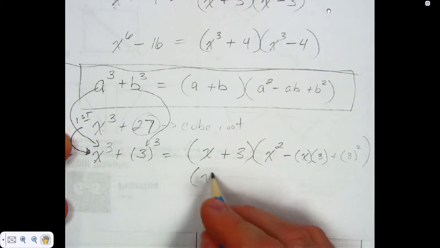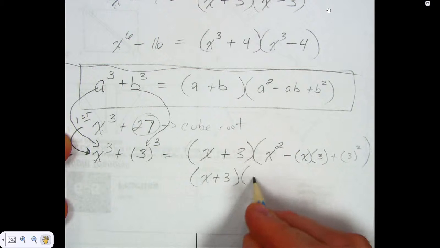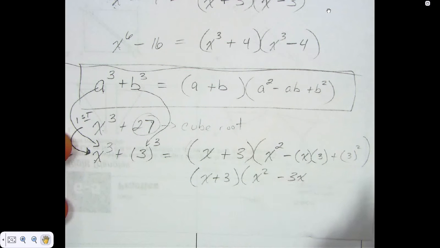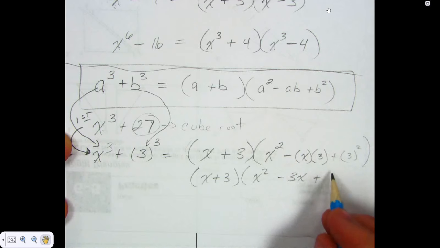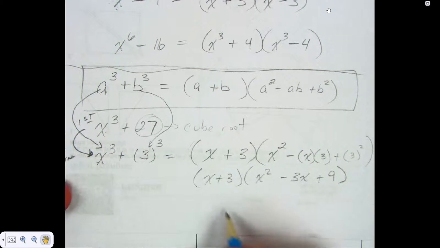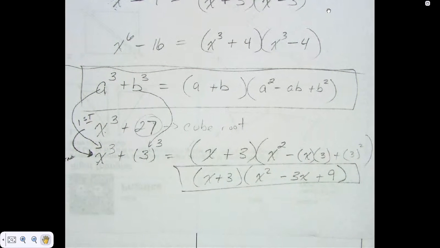Now just clean this up a little. X squared stays x squared. What does this become? Minus what? 3x plus what? 9. There's your answer. The easier thing about both these sections is we're just using formulas, aren't we? You just have to be able to figure out what A is and what B is.